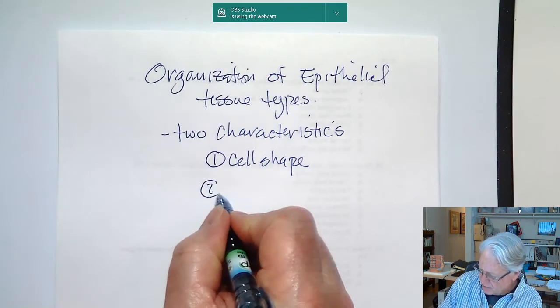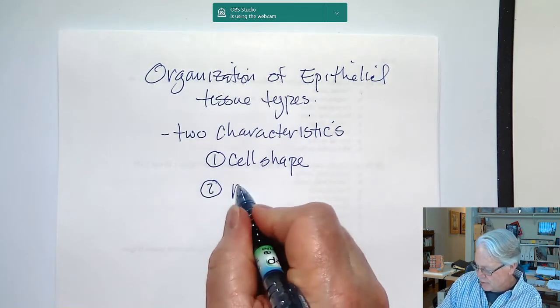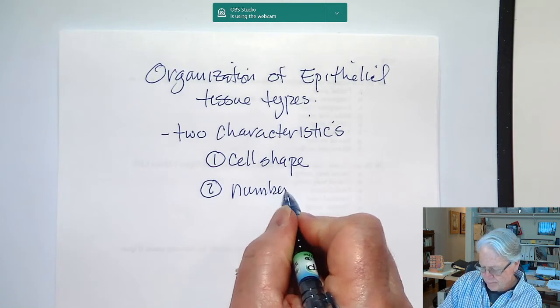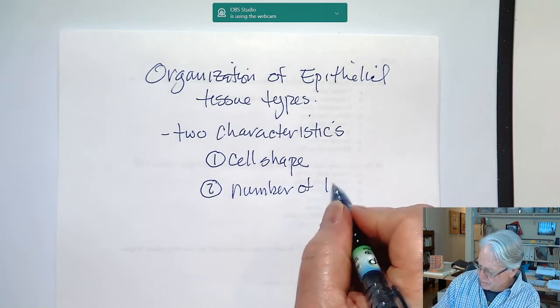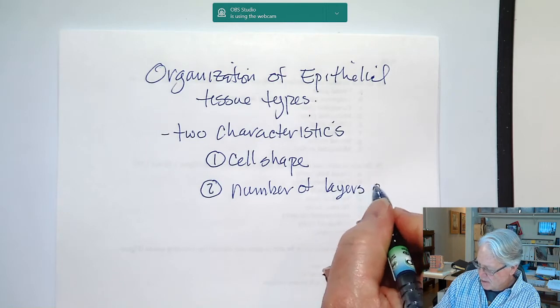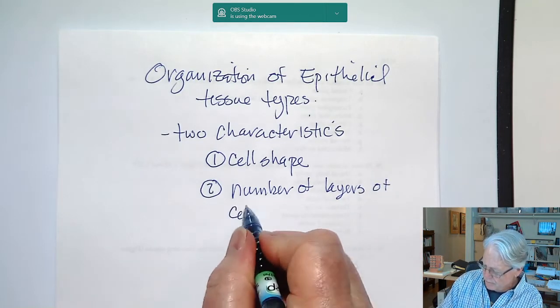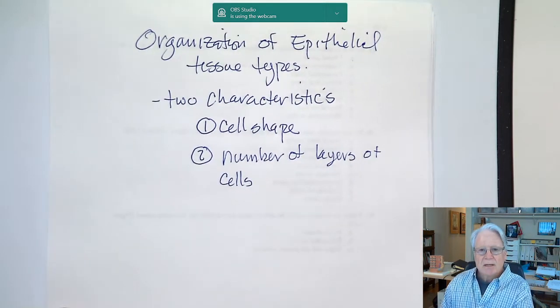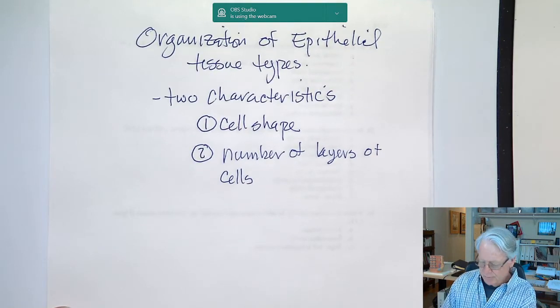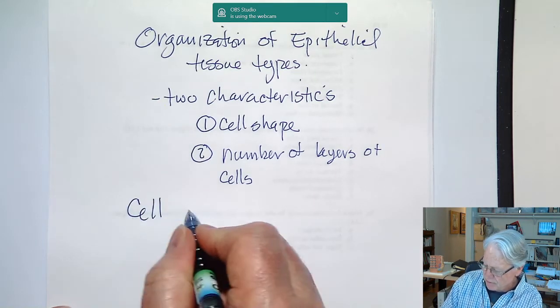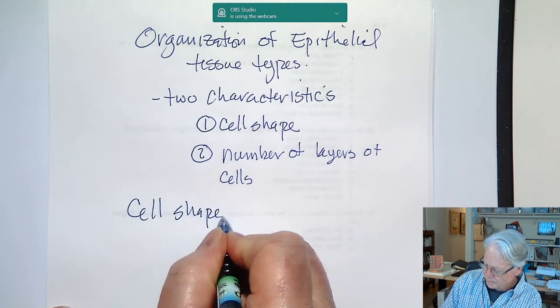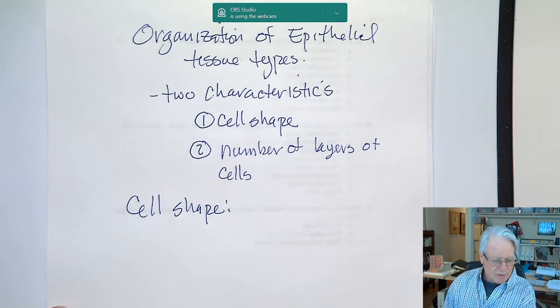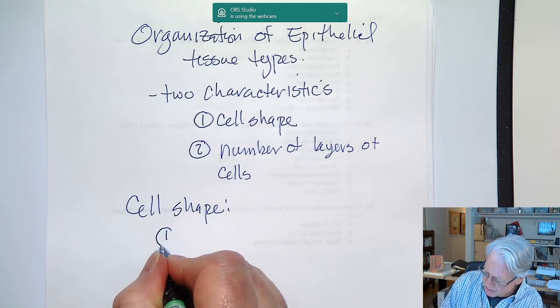The other characteristic that we're going to use is the number of layers of cells. Okay? The number of layers of cells. And I'll describe what that means in just a bit. So let's start with the cell shape. Cell shape is going to be one of these types or shapes.